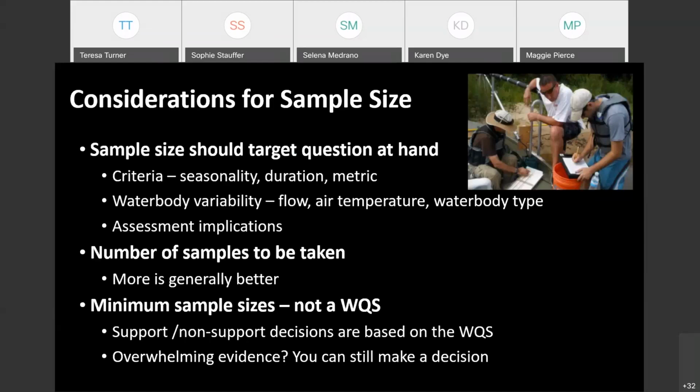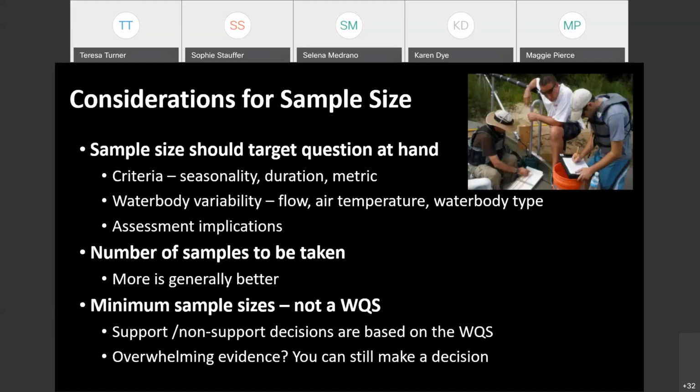And then at the bottom here, we have a note about minimum sample sizes. Sometimes you'll see them written out in a water quality standard, but they're technically not a water quality standard. Sometimes you'll see them written in your assessment methodologies, and minimum sample sizes are useful, and they're definitely good to think about. But there are situations where you might be able to make a decision without having met a minimum sample size in the face of overwhelming evidence.